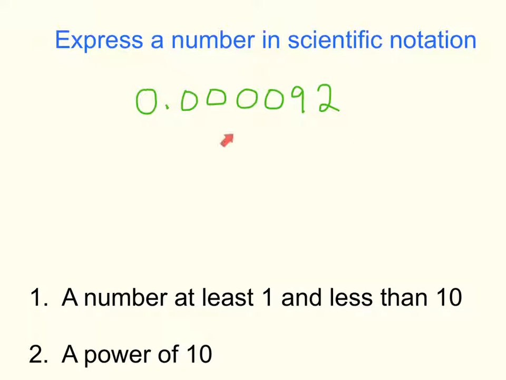Let's look at one last example here. I start off and write out the number, and then I look and see where I can place this decimal so I get a number at least 1 and less than 10. I could place it right here. That would give me 9.2.